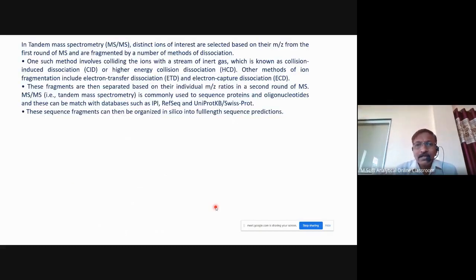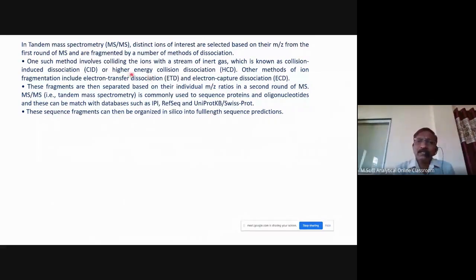Generally in tandem mass spectrometry, the distinct ions of interest, having a particular m/z found in the first MS, that is the mass spectrum, are selected, and then they further undergo fragmentation by a number of methods of dissociation. There are so many methods to further fragment, or we can call it dissociation, of that particular ion. One such method involves colliding the ions with an inert gas, argon or xenon, which is known as collision induced dissociation. So this is one of the ways, that is CID.